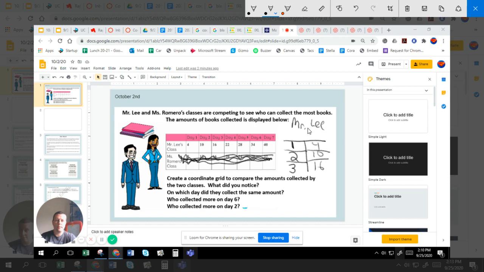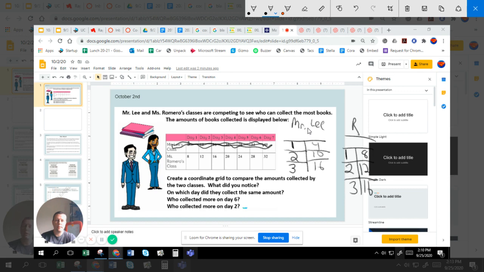Now, once we have the ordered pairs built for Mr. Lee, then we need to build them for Miss Romero. We're going to do the same thing. Pretend like Mr. Lee isn't here, because what Mr. Lee does not affect Miss Romero's class. So Miss Romero has the exact same basic idea. On day 1, she has 8. On day 2, she has 12. On day 3, she has 16.